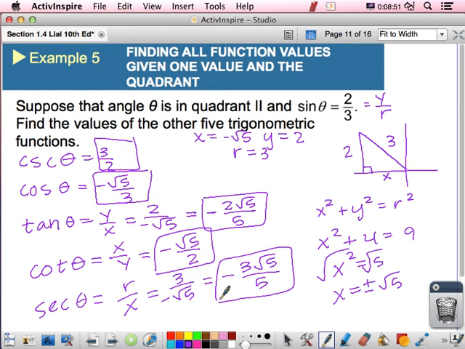Also, at the end, you can check yourself by making sure, depending on the quadrant, that the proper 2 are positive. 4 of them have to be negative. And if I'm in quadrant 2, sine and cosecant are the only positive ones. And we can see that that's true. And the other 4, this one, this one, this one, and this one are all negative. So you can kind of double check yourself.